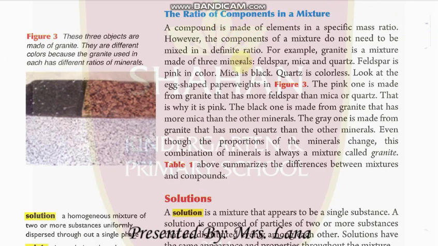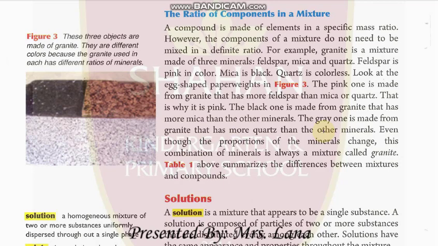A compound is made of elements in a specific mass ratio. However, the components of a mixture do not need to be mixed in a defined ratio. In a mixture, we don't have this fixed ratio like we do with elements.